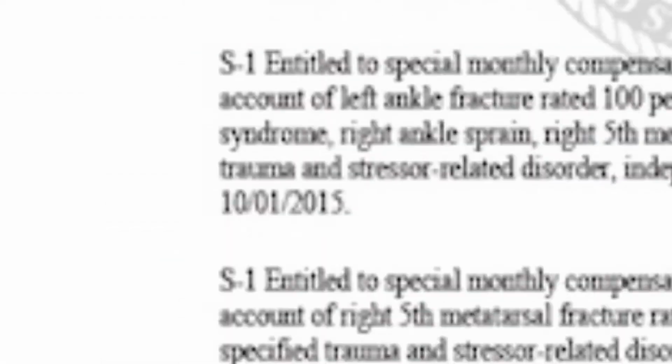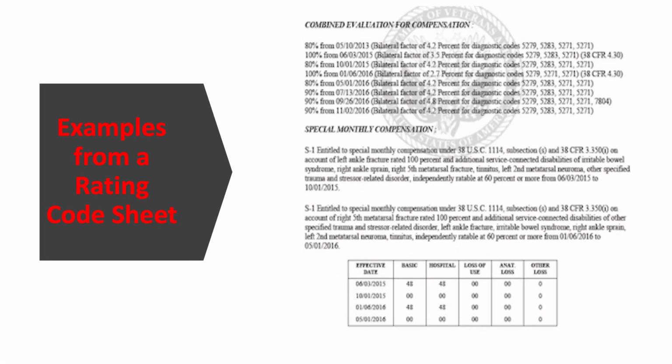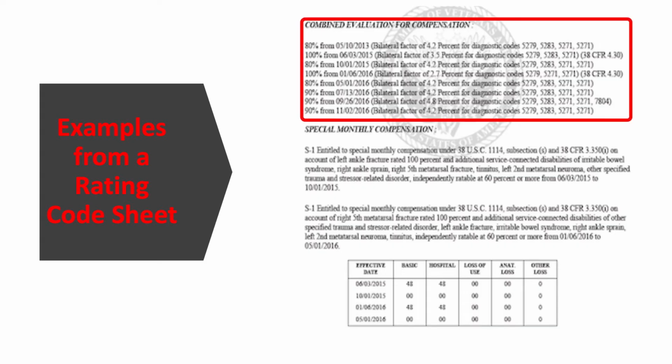Looking at the second part of the rating code sheet, this veteran has bilateral factors and has special monthly compensation. What is a bilateral condition? When a veteran has a disability that affects both arms, both legs, or paired skeletal muscles, their overall combined rating must reflect what is known as a bilateral factor. A lot of veterans do not know they have bilateral factor because it's only visible on your rating code sheet. Bilateral percentage will factor into your overall percentage.